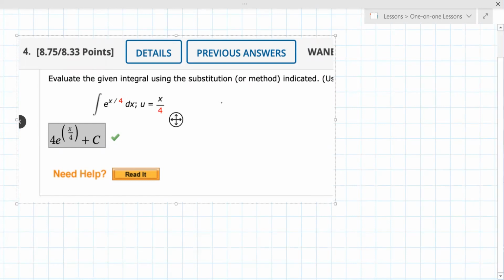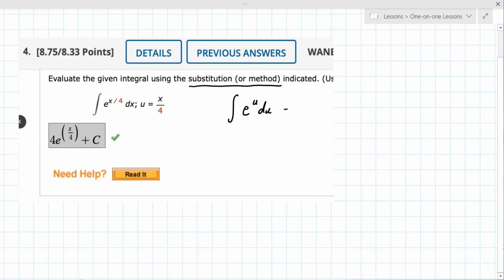Okay. So we're using the method of substitution for this problem. It goes back to the idea that if I asked you what is the integral of e to the u du, you are supposed to know that this is e to the u plus c. So if we could make this thing right here an e to the u, then you're okay because you know how to do that.